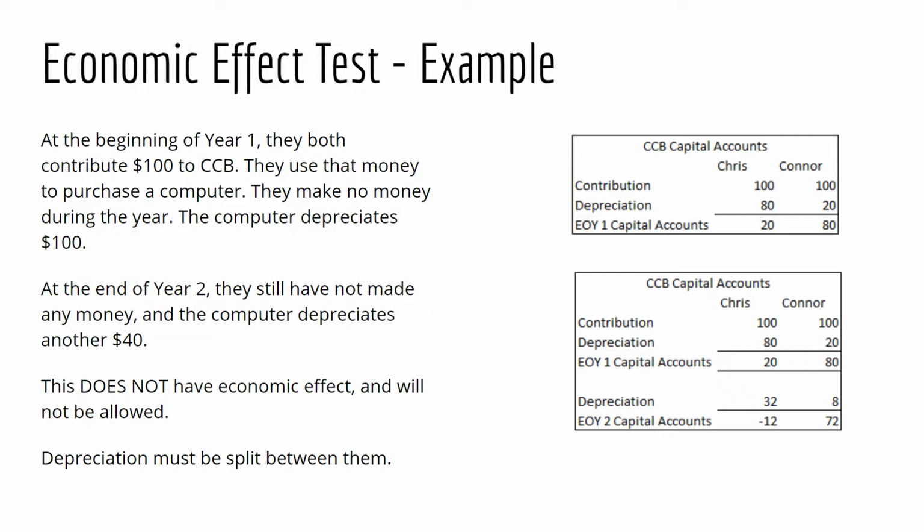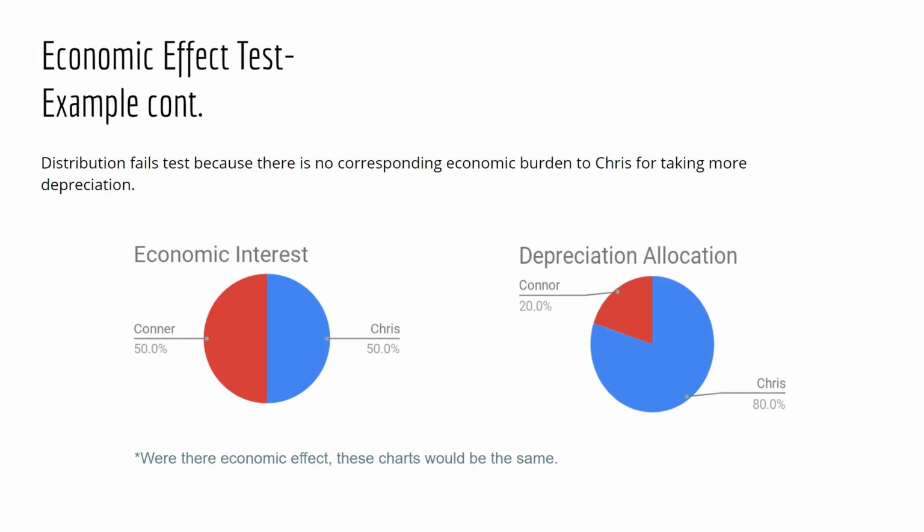At the end of year 2, they still haven't made any money, but the computer depreciates another $40. So if we look over to the right again at that second table, we're going to see that this transaction, this allocation of depreciation, is going to make Chris's capital account negative. So this does not have economic effect and will not be allowed. And because of that, the depreciation must be split between the two of them. The distribution fails the test because there is no corresponding economic burden to Chris for taking more depreciation.